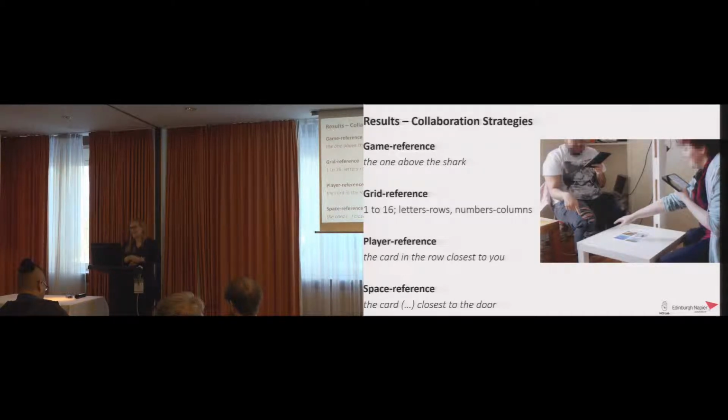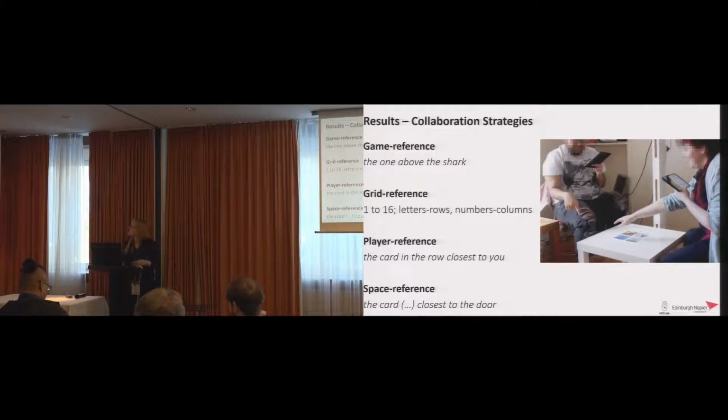And the second was a grid reference, where they tried from the start to develop a technique to talk about which position they were aiming for. So they either numbered all of the cards on the table, or they tried to make a grid of A to D and 1 to 4. And that sometimes had some issues, so they went over to player references. So they tried to explain card position in relation to themselves or their partner.